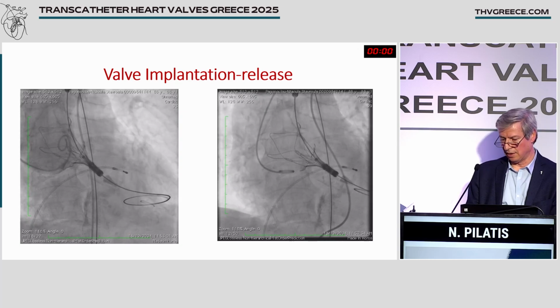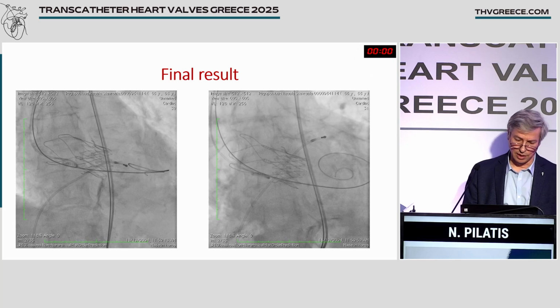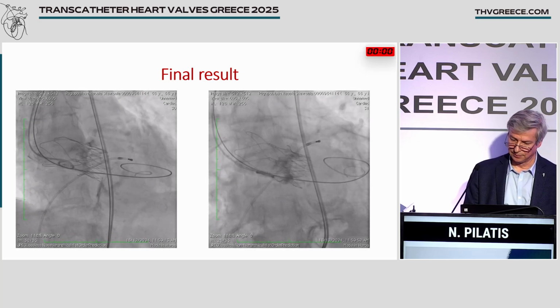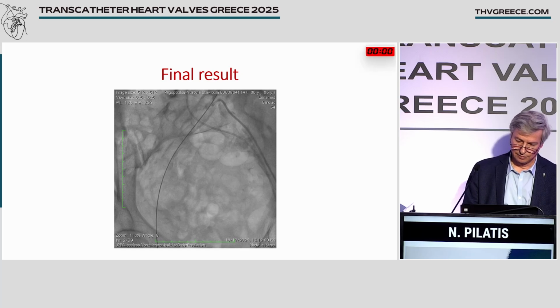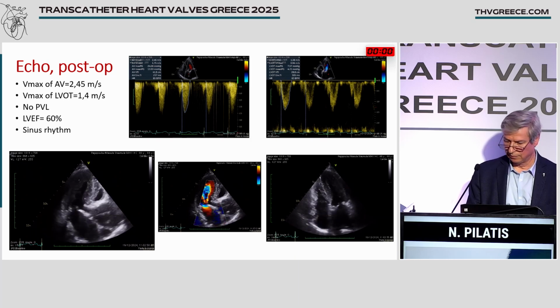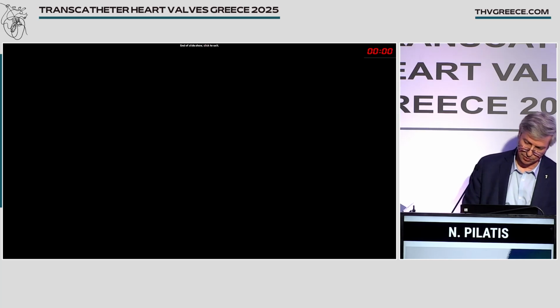You see that it's underexpanded. I gave it a couple of minutes, and without doing anything, the valve opened up pretty well, most likely because of the good pre-dilatation. No paravalvular leak. And a good closure of the femoral artery. And the echo 2 days later showed just a Vmax of the aortic valve of 2.5. Good ejection fraction. You see the valve is well seated without any leak. And the patient 6 months after that is doing very well. Thank you very much.